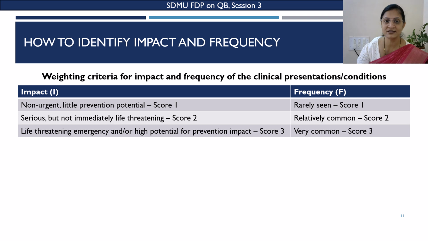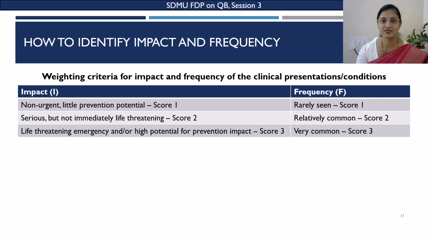So by doing this, what are we going to achieve? For the common conditions prevailing in our own area, we are going to give more weightage for understanding and mastering those things primarily. For frequency, if it is rarely seen, give a score of 1, and if very commonly seen, you can give a score of 3.